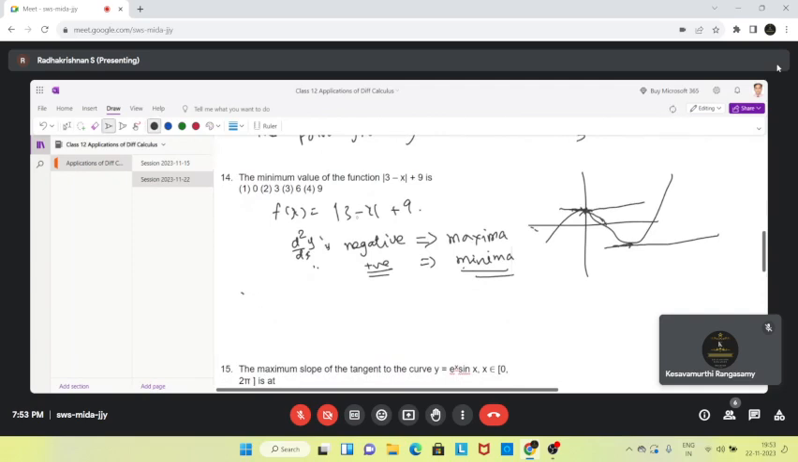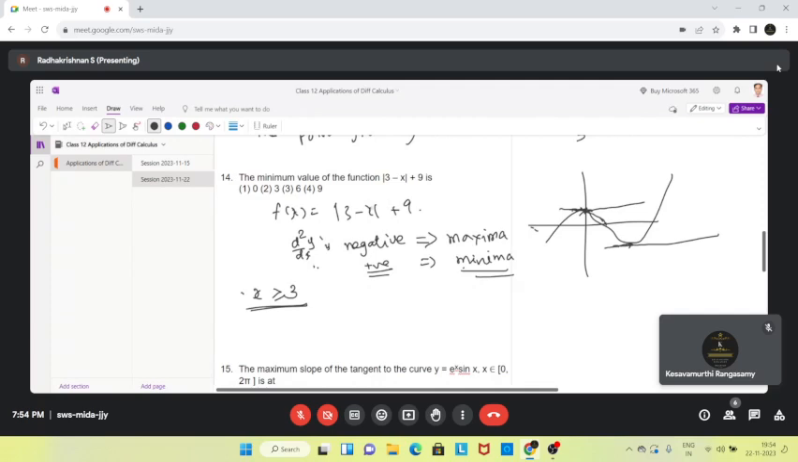So f of x equal to modulus of 3 minus x, plus 9. Because this is a modulus function, we do it in two ranges. So when x is greater than or equal to 3.